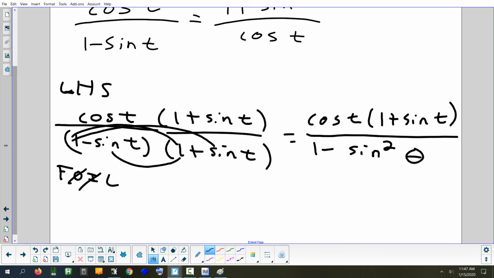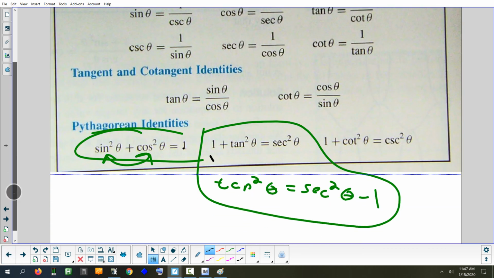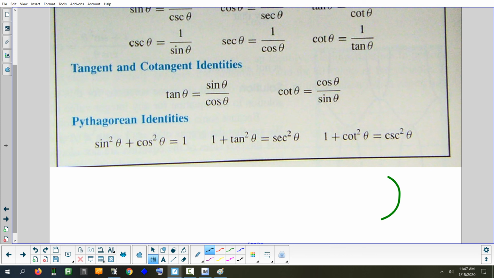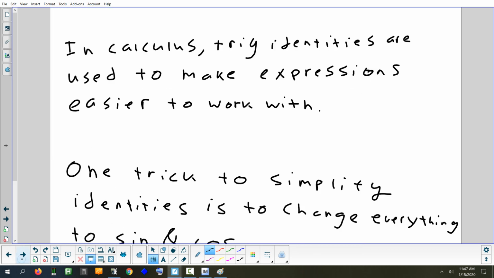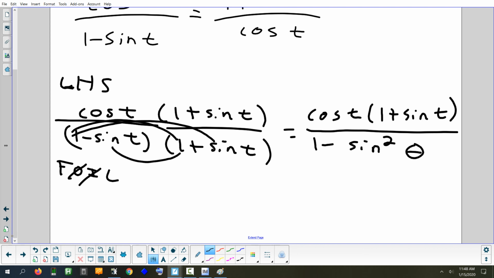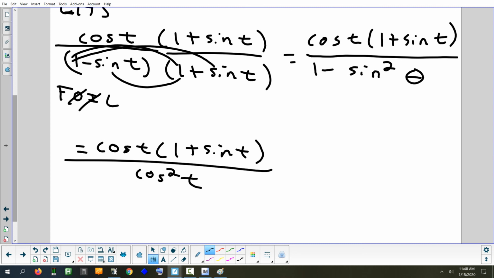Now, I told you when you see an exponent of 2, what word should kind of pop into your head? Pythagorean. Yes, Pythagorean. 1 minus sine squared. Let's go back and look at this. Does 1 minus sine squared look like any of the Pythagorean identities? The first one. Not exactly, but if you move some stuff around, 1 minus sine squared equals cosine squared. So let's do that. Keep the top the same again. Cosine, 1 plus sine, over cosine squared.